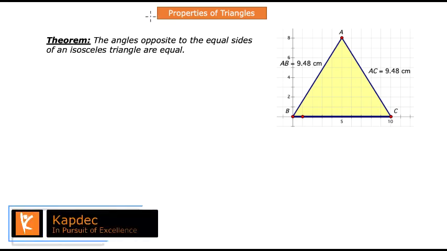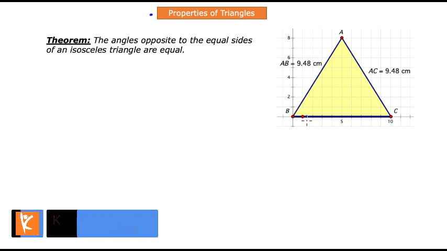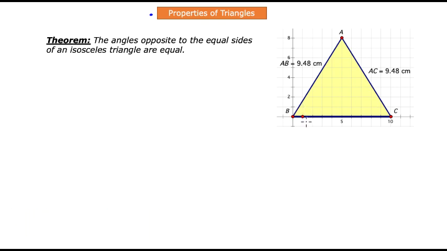In this tutorial on the properties of triangles, we are going to study the behavior of angles, that is, how do angles change when we change the line segments that are directly opposite to those angles. And the best way to understand that behavior is by understanding this theorem that is in front of us. This theorem states that the angles opposite to the equal sides of an isosceles triangle are equal.